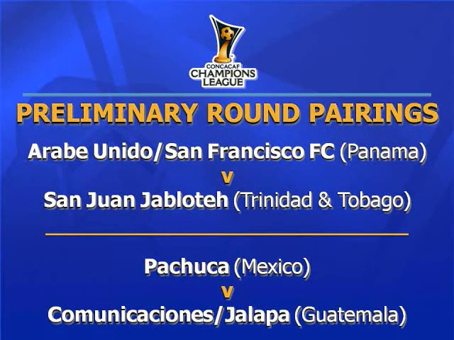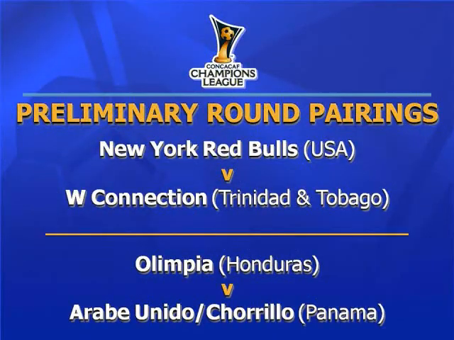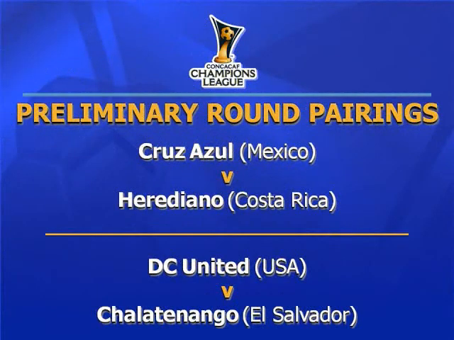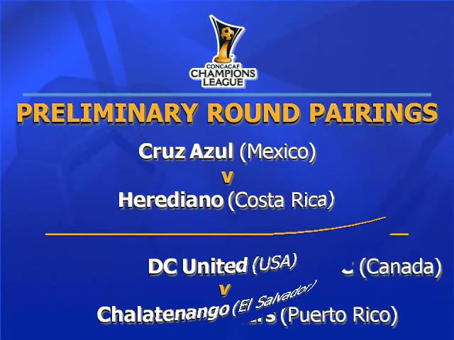Arabe Unido or San Francisco FC of Panama will play San Juan Jablote of Trinidad and Tobago. Pachuca of Mexico awaits either Comunicaciones or Jalapa of Guatemala. The New York Red Bulls of the USA will meet W Connection of Trinidad and Tobago. Olympia will face either Arabe Unido or Chorrillo of Panama. Last year's finalist Cruz Azul of Mexico will square off against Herediano of Costa Rica. DC United of the USA will play Chalatenango of El Salvador.